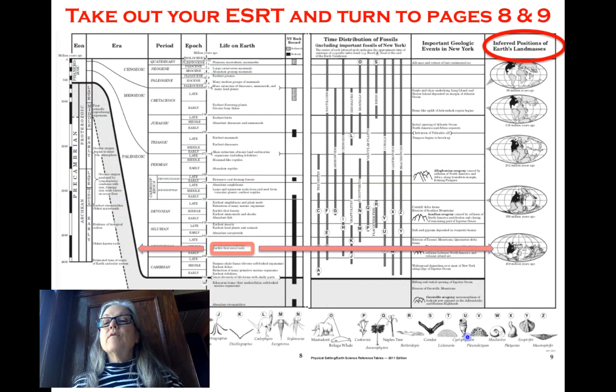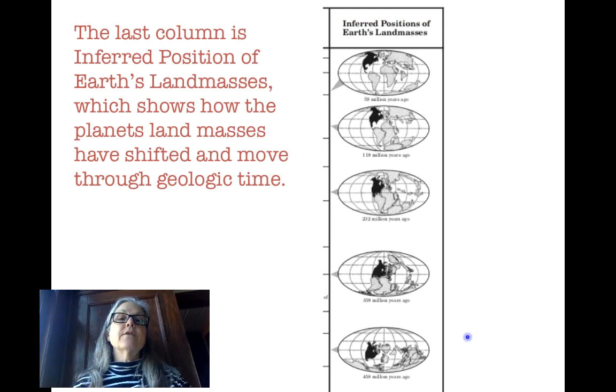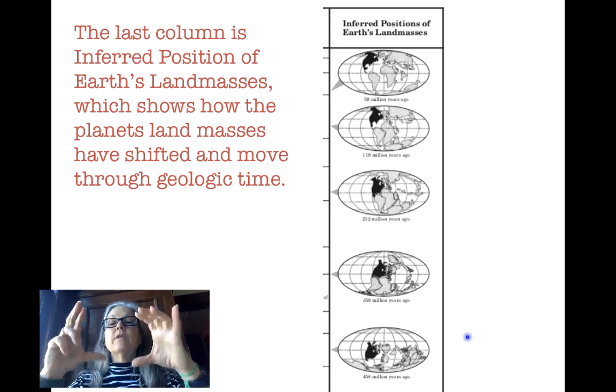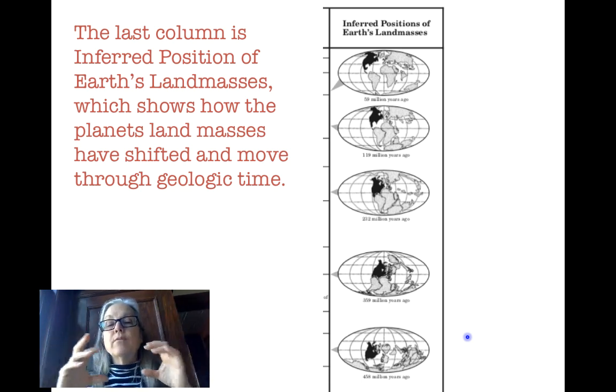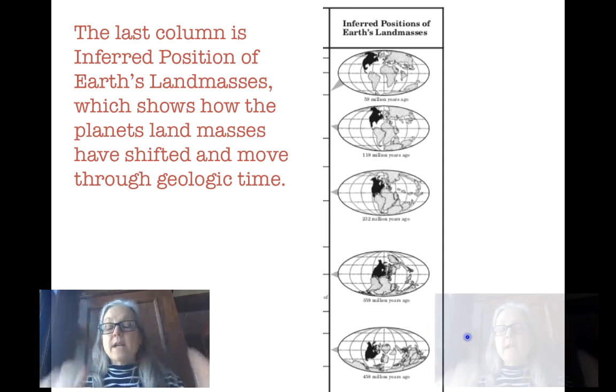Okay, I'm popping over one more column, the last column, the inferred positions of Earth's landmass. This is just snapshots of what the tectonic plates looked like through geologic time. All right, and they shifted and moved, as we know from looking at plate tectonics, that they move through time. Sometimes they were all one big landmass, and sometimes they're all separate, like we are kind of now, all separate. Eventually we'll come back together again.